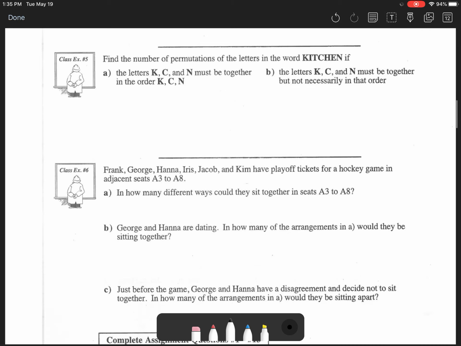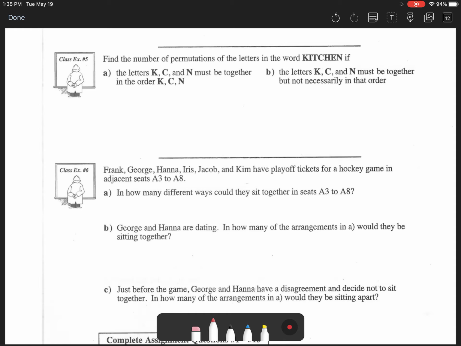Okay. Next, find the number of permutations of the letters in the word kitchen if K, C, and N must be together in the order K, C, and N. So here's what I was talking about, right? So first thing is K, C, and N have to be together, and they want them in the order K, C, and N. So in this one, I would not have to worry about rearranging the number of ways the things stuck together can be ordered, okay?